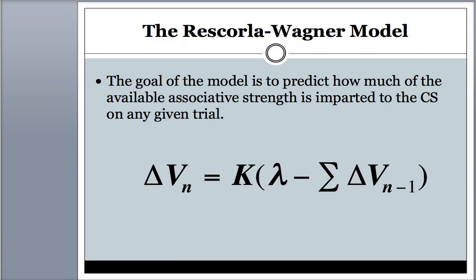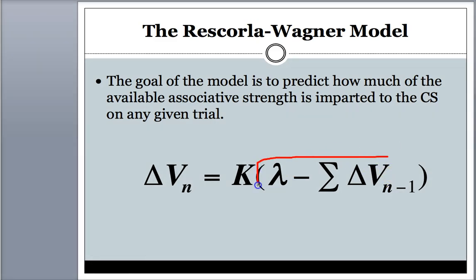Let me talk about them individually. The first thing that you're going to see is sigma. Sigma is a Greek letter. It means the sum of. And notice that what we're adding up here is the sum of all of the delta V's for n-1 trials. So if this is trial 1, then n-1 would be trial 0, and you haven't learned anything on trial 0. But when you're on trial 3, your n equals 3, then you're going to have 3 minus 1. So it's going to be the sum of the delta V's from trials 1 and 2, just the first 2 trials.